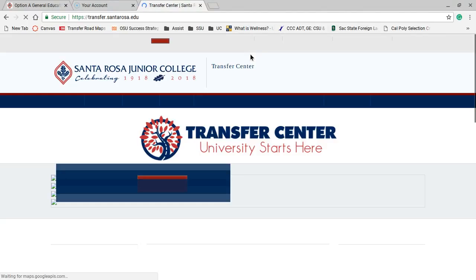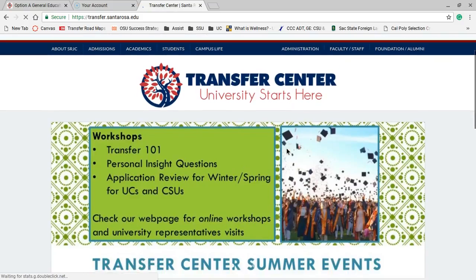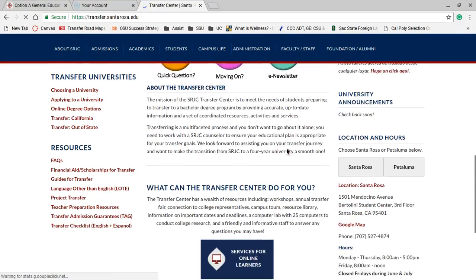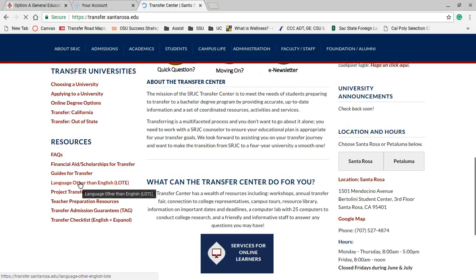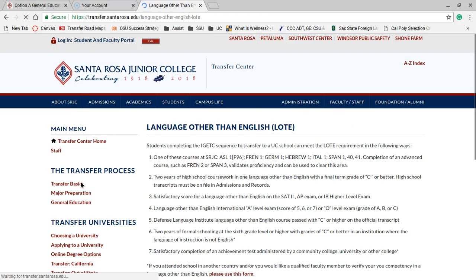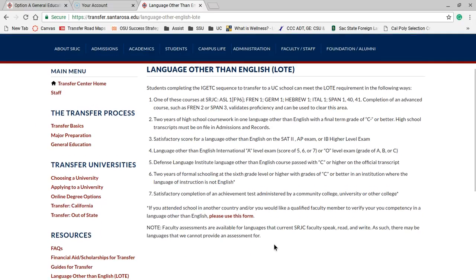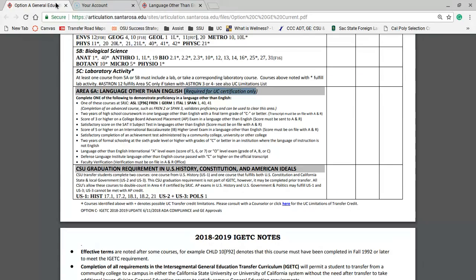You can go to the transfer center page, and under resources, we have a link for LOTE so that you can fill out a form if you need assistance. So right here under resources, language other than English. We have some information there. So if that is you, you've taken coursework at the 6th grade level or higher where the language of instruction was not English, you can read through this to figure out how to get certified for your language.